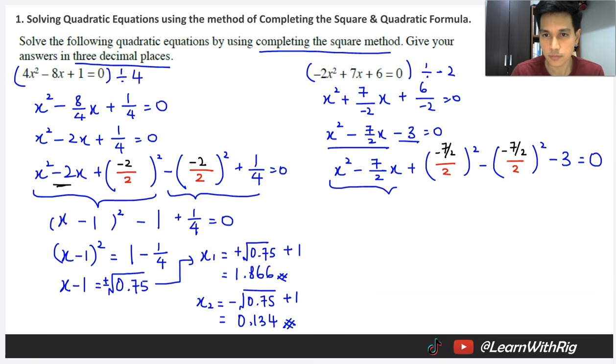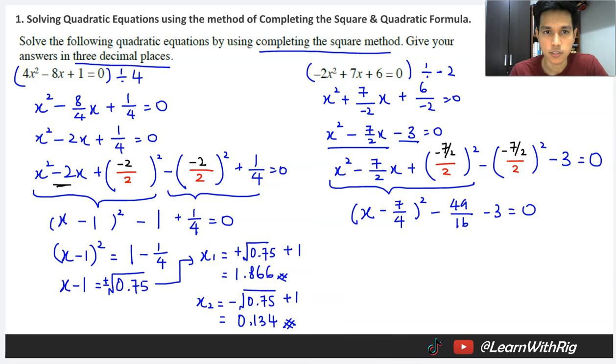So here, you're going to combine them, factorize. You put a bracket first, put a square up here. So x squared will become x. And then on the right, you're going to put whatever you find here. In this case, it's going to be negative 7 over 2 divided by 2, you get 7 over 4. Minus, same thing, you're going to get negative 7 over 4. But since you got a square here, 7 over 4 squared, you get 49 over 16, minus 3 equals 0.